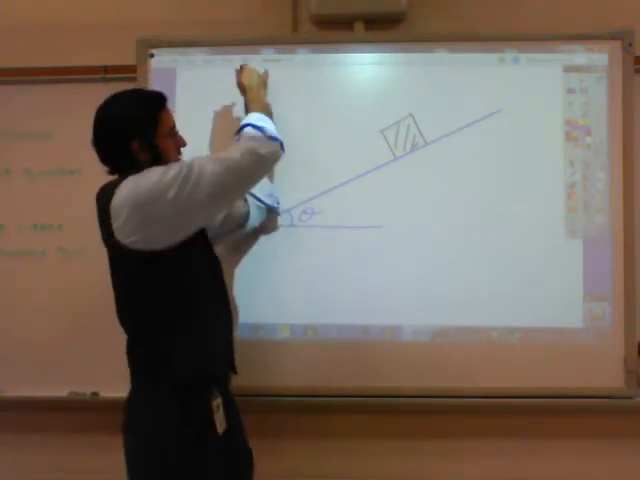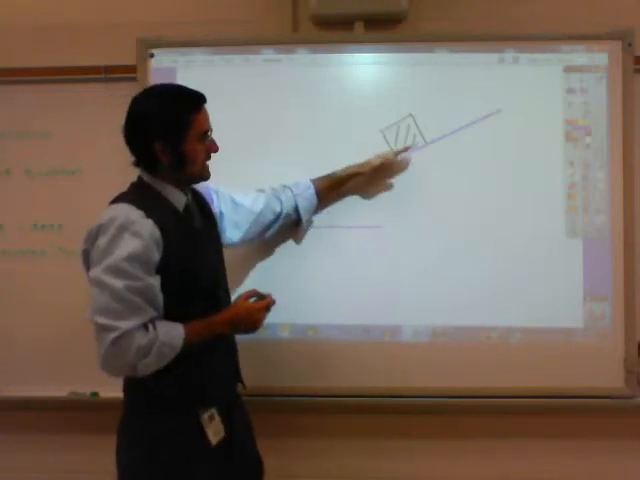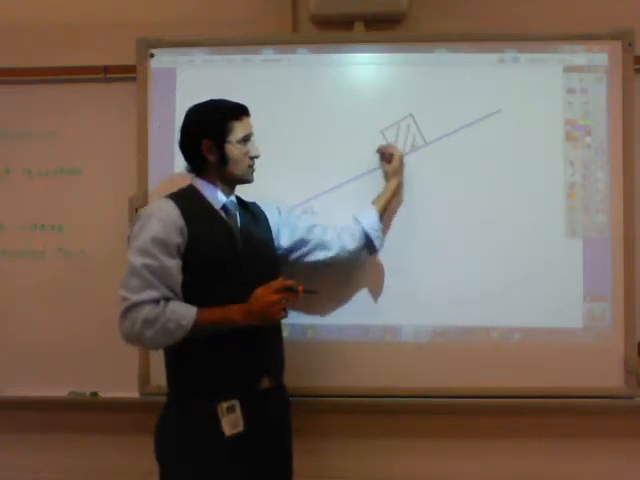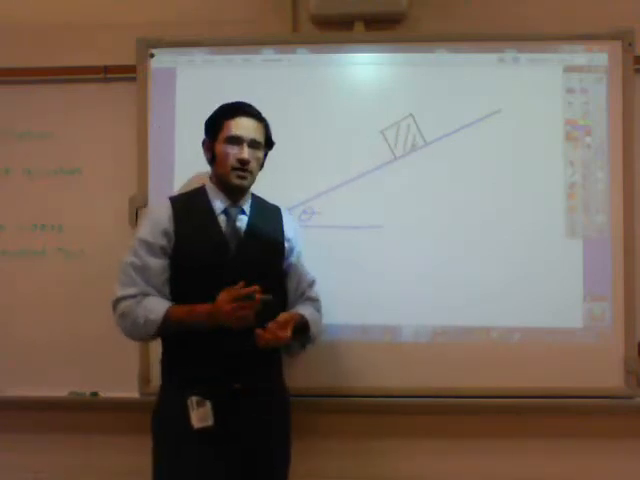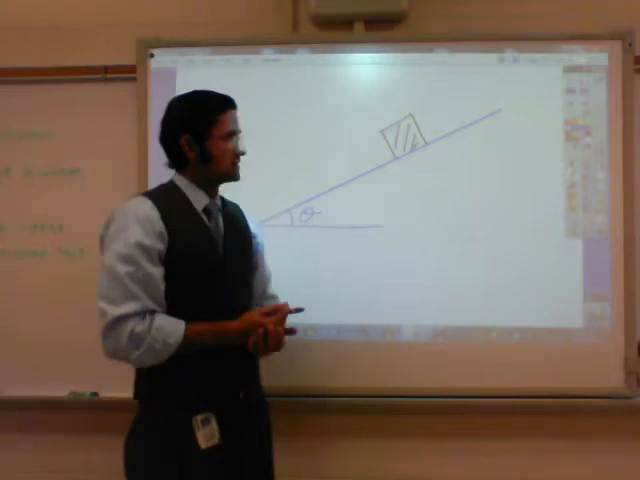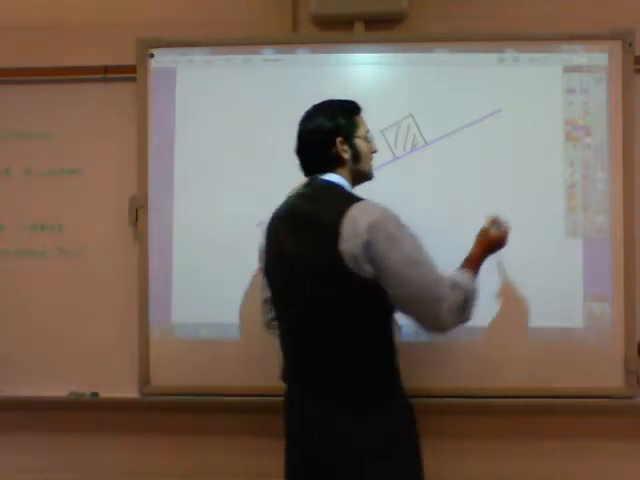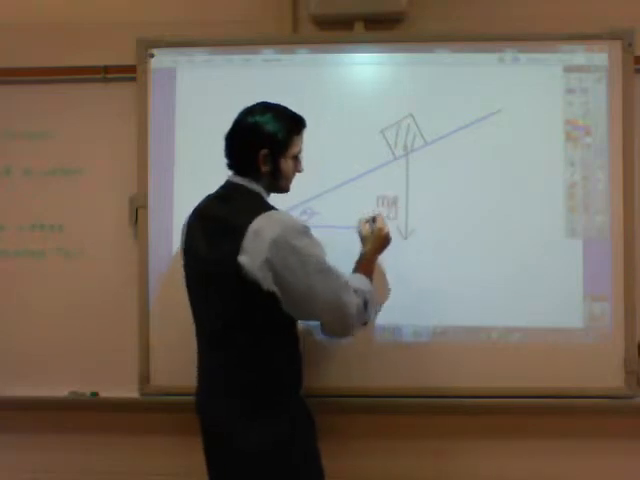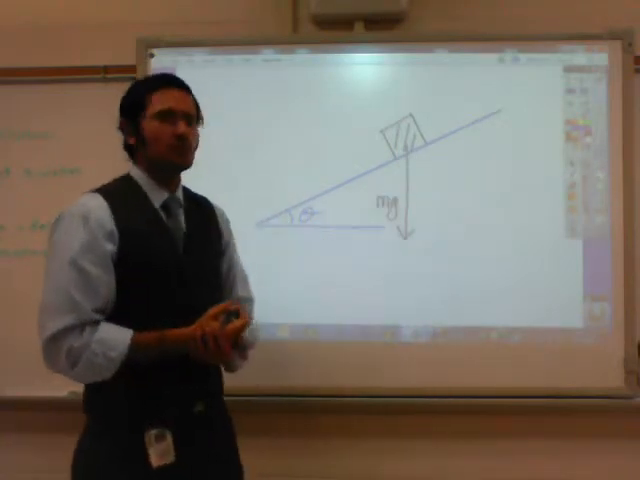So if at 90 degrees, all of gravity is pushing it downwards, then at any angle below 90 degrees, that means not all of gravity is going to push the box down the incline. Only part of gravity is going to push the box down the incline. The force of gravity always points down. Question is, how do we break up the force of gravity?